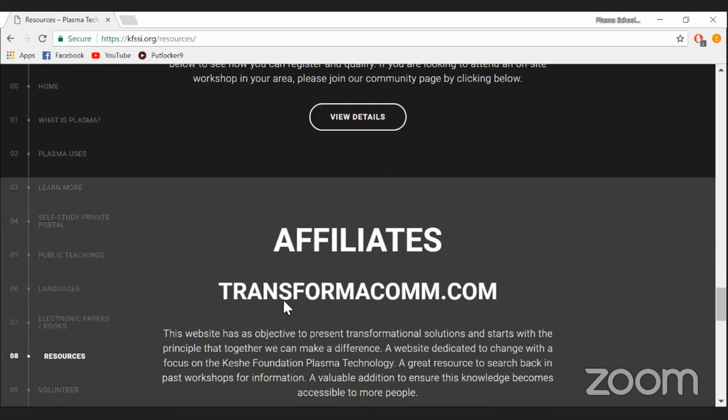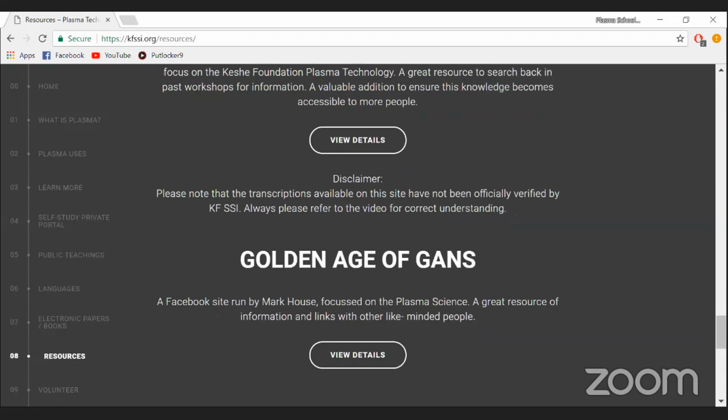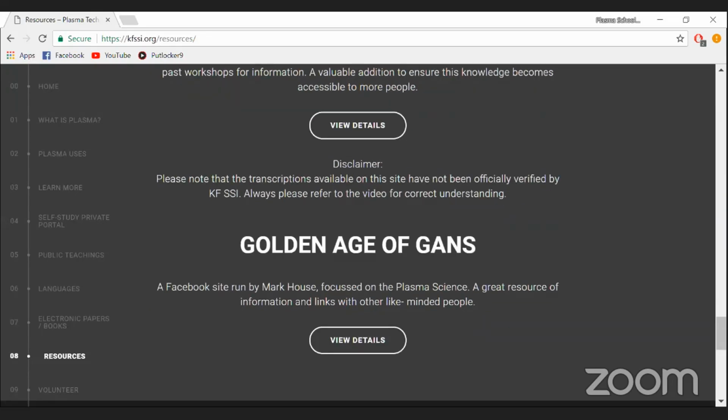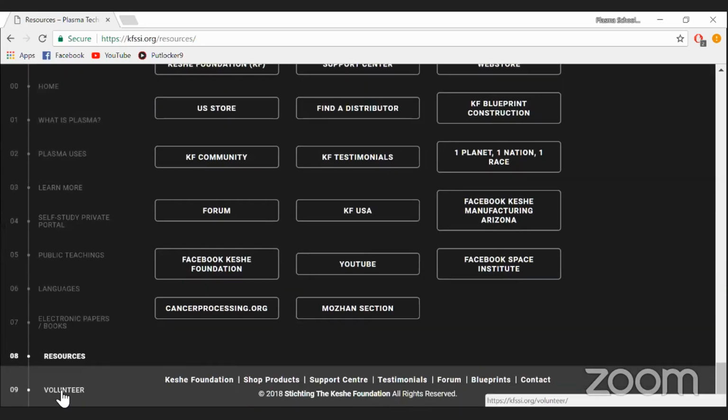And then we have some affiliates here, which is the Transformer.com and Golden Age of Gaians. And Transformer.com have also done quite a lot of work and created a lot of summaries. A very interesting website with summaries on all the different workshops. Again, it's just summaries and not the actual transcripts, but it does help a lot to get through that information. And then there's a lot of links here of the different sites and Facebooks and forums.